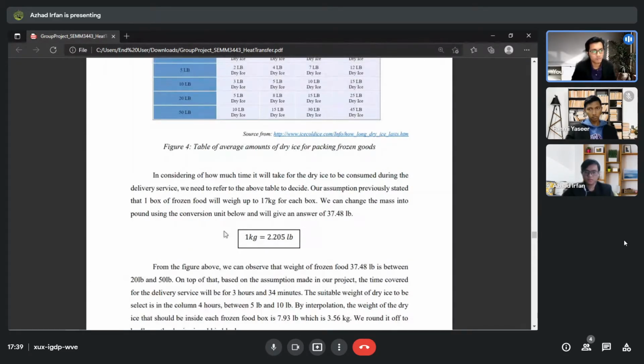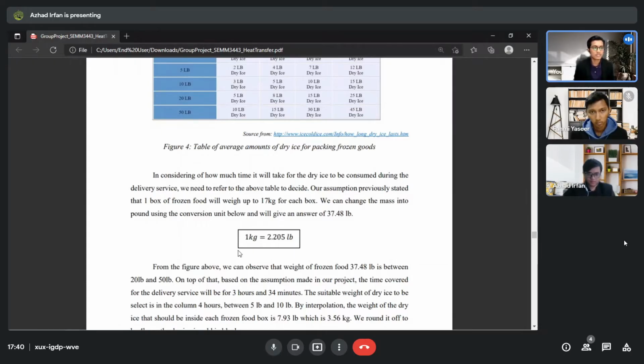So in considering the time, firstly we need to know the weight of the frozen food. So as what we have considered previously in our assumption, we will put the packaging of the nuggets inside of a box. So the box will carry 70 packagings of nuggets, and we can assume the weight of each box is 17 kg. And if we change this 17 kg into pound or English unit, we will get 37.48 pound based on the conversion unit shown inside the rectangle shape.